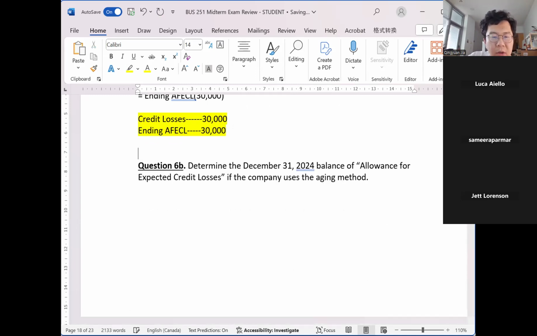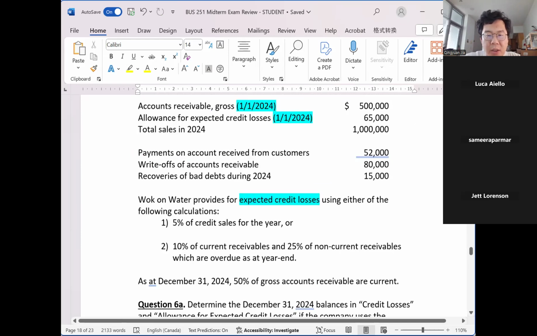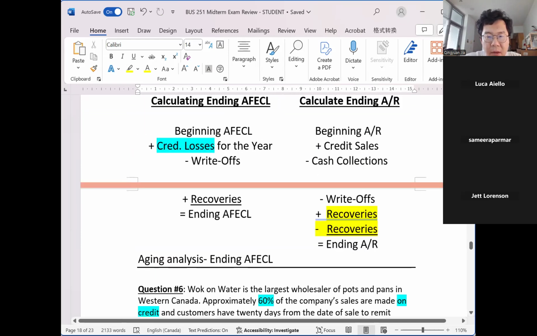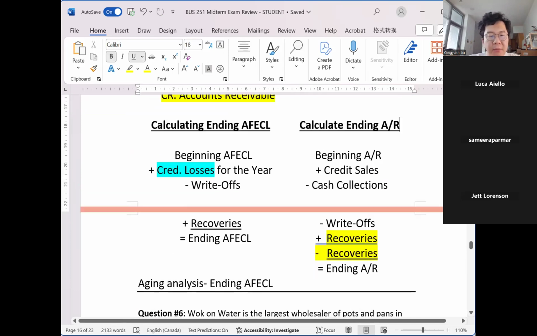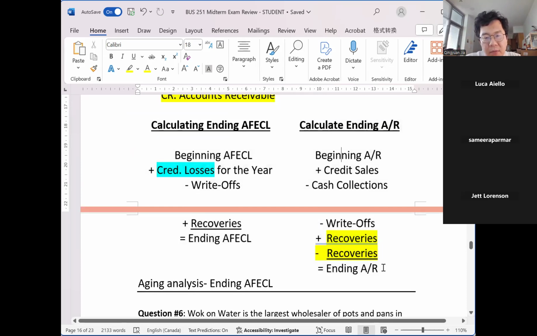Right, so we're going to determine again the December 31, 2024 balance of allowance for expected credit losses if the company used the aging method. So using the aging method, you have to know about the account receivable, because the aging method is based on account receivable. So this time we have to use this part, the right side, this equation. So we copy the equation here.